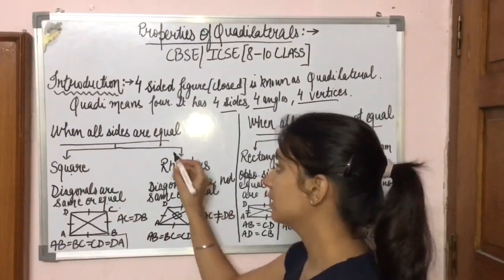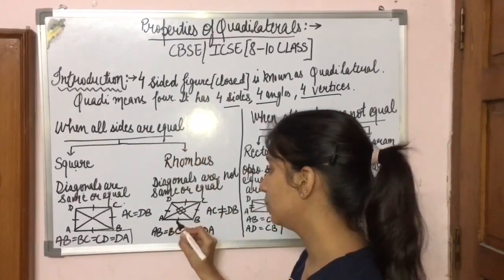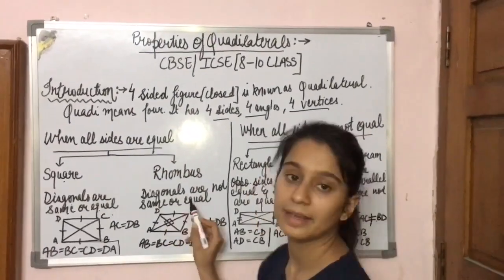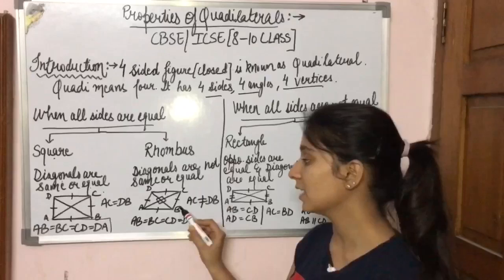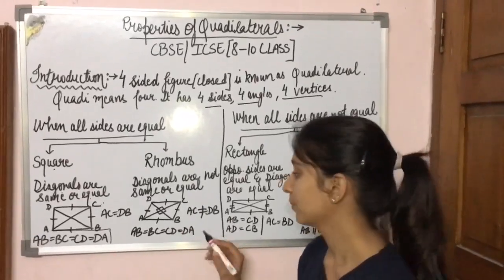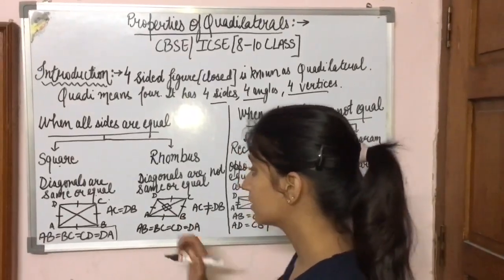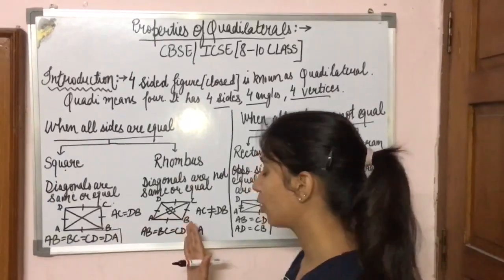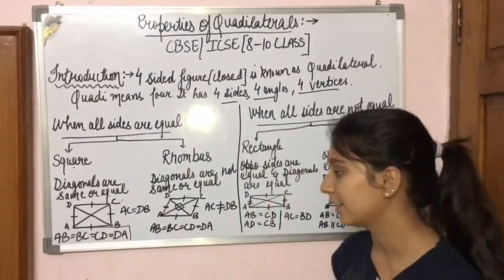Likewise, a rhombus also has all of its sides equal, but its diagonals are not the same. They bisect each other at 90 degrees. The figure is somewhat like this. The square is a straight figure while the rhombus is somewhat tilted in one direction, right?